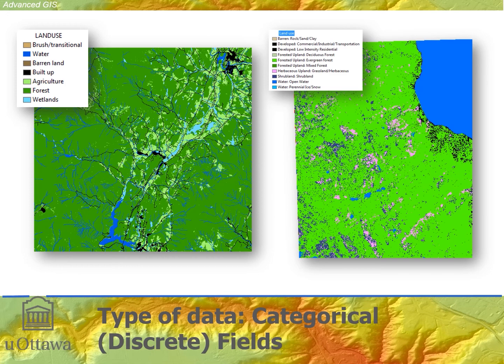And we can see that we have different things in each of these. For example, there's no built up land in this one. The closest thing would be developed, low intensity residential, or developed commercial industrial transportation. And in the first case A here, it's just called built up, and it's dark black. They're also black over here, but they have a different meaning. And if we were to try and use these two data sets together, we'd somehow have to figure out what corresponds to what, and if the actual meanings mean the same thing.